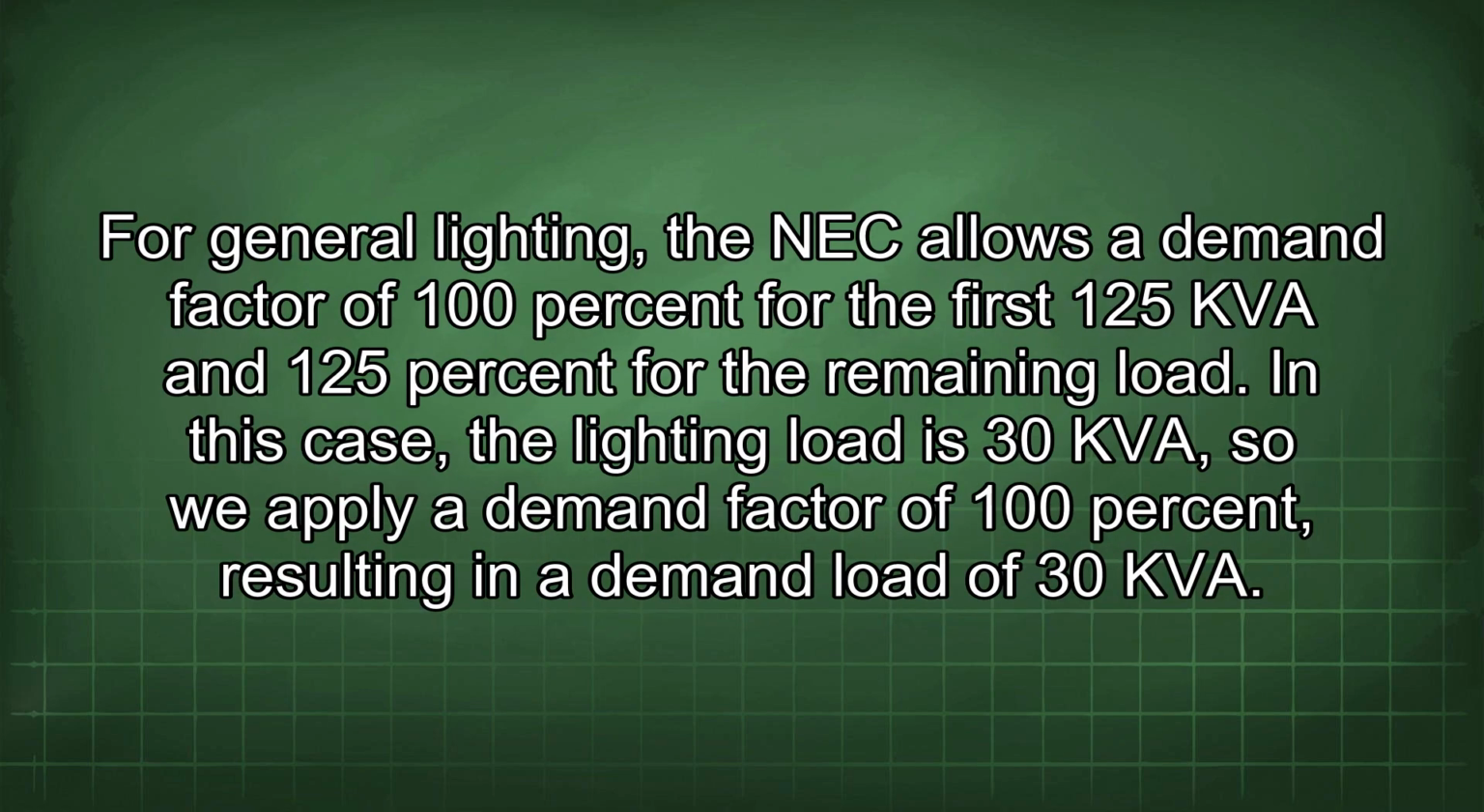For general lighting, the NEC allows a demand factor of 100% for the first 125 kVA and 125% for the remaining load. In this case, the lighting load is 30 kVA, so we apply a demand factor of 100%, resulting in a demand load of 30 kVA.